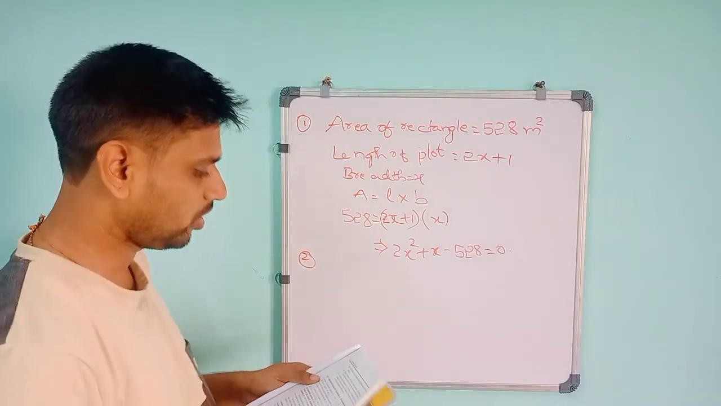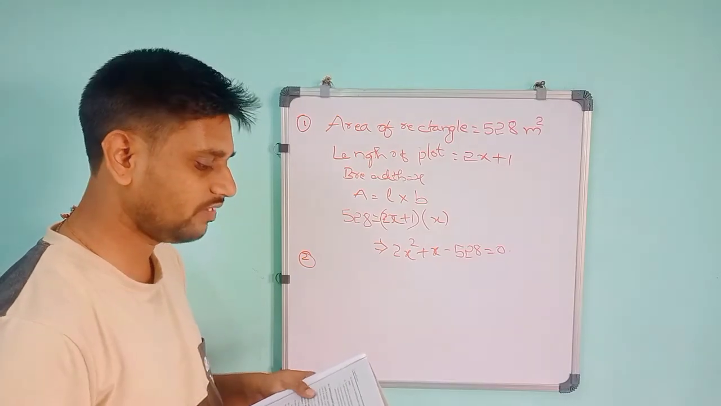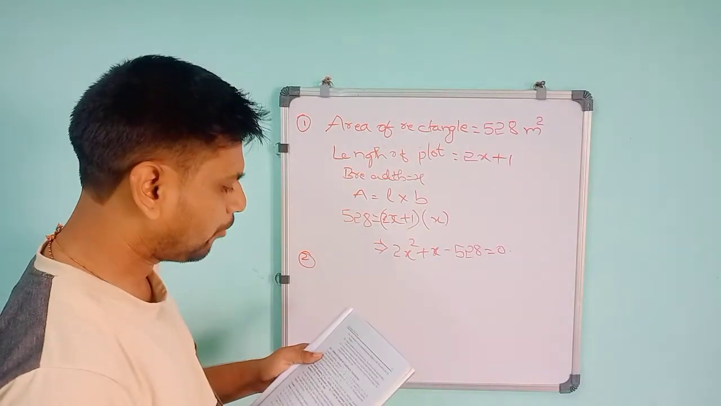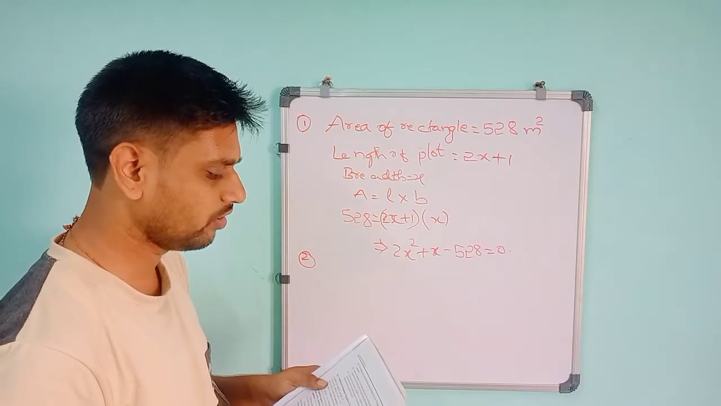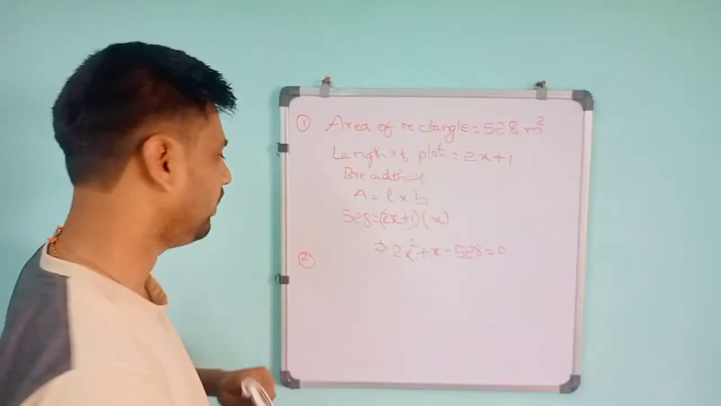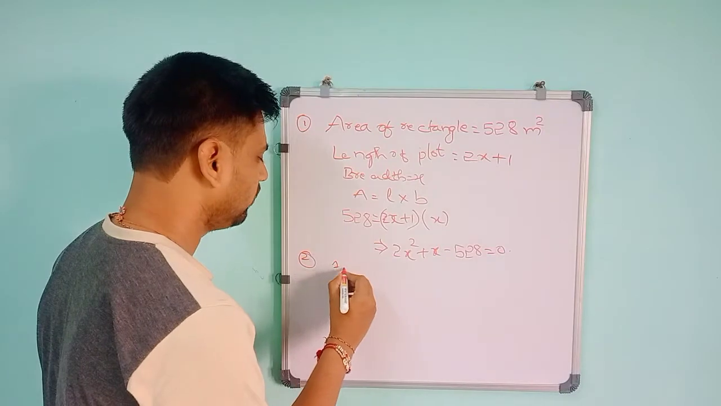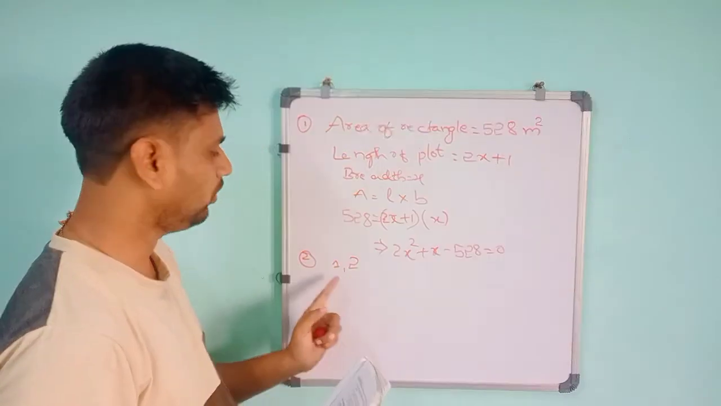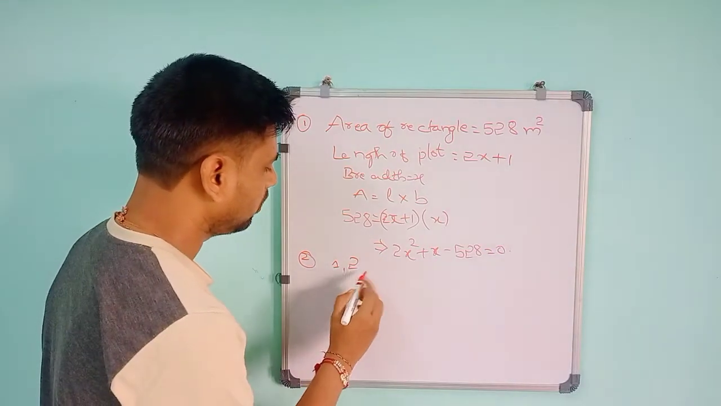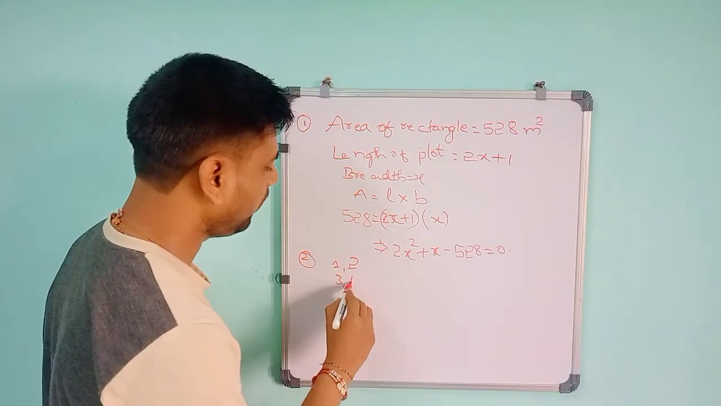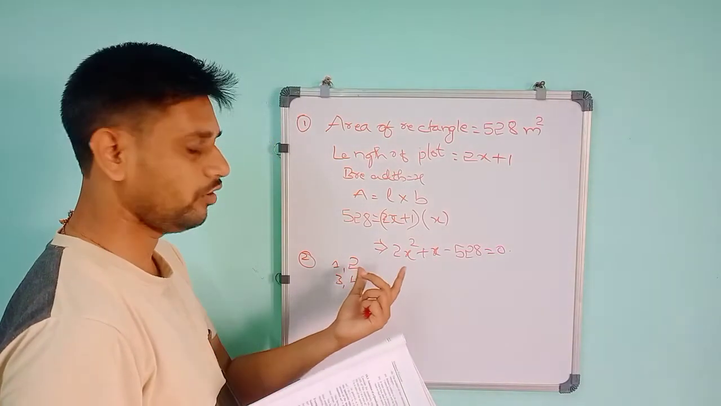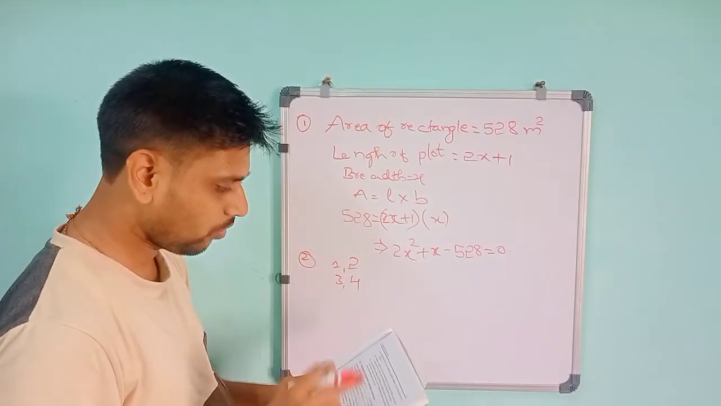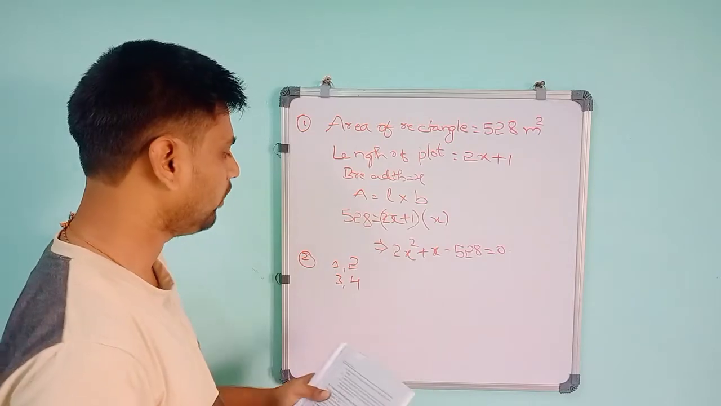Second one. What they have given: the product of two consecutive positive integers is 306. We need to find the integers. So consecutive means one after the other. If you take 1, the next consecutive number will be 2. So you have to add 1. If you take 3, the next consecutive number will be 4. Whatever you added, that much you have to add for the next number. So they have given consecutive positive integers, so you have to take only positive integers.